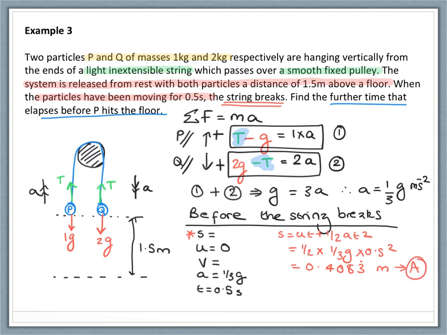And I'm going to store that in a calculator memory. Just make sure you know which memory you've stored this in. Now, I'm also going to calculate v, the velocity with which P and Q, they'll have the same velocity, are travelling when the string breaks. So v equals u plus at, so that's equal to 0 plus 1/3 of g multiplied by 0.5, which simply comes to a value of 1.63 recurring meters per second, which I'm going to store in another memory. I'll store this in memory B.